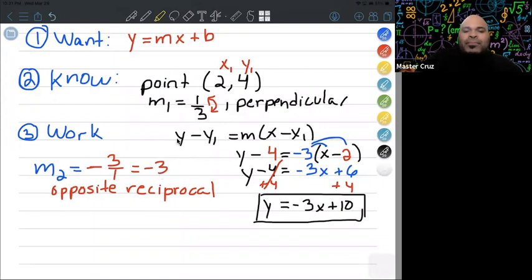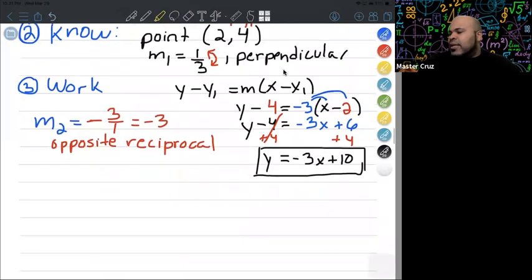So I write my point-slope form, y minus y1 equals m times parentheses x minus x1. And then you substitute, just like we did in the previous problem, but instead of 1/3, you substitute -3 for m, because it's perpendicular. You plug in 4 over here and 2 over here. And then you solve, you distribute, you add 4 to both sides, and you get the answer.